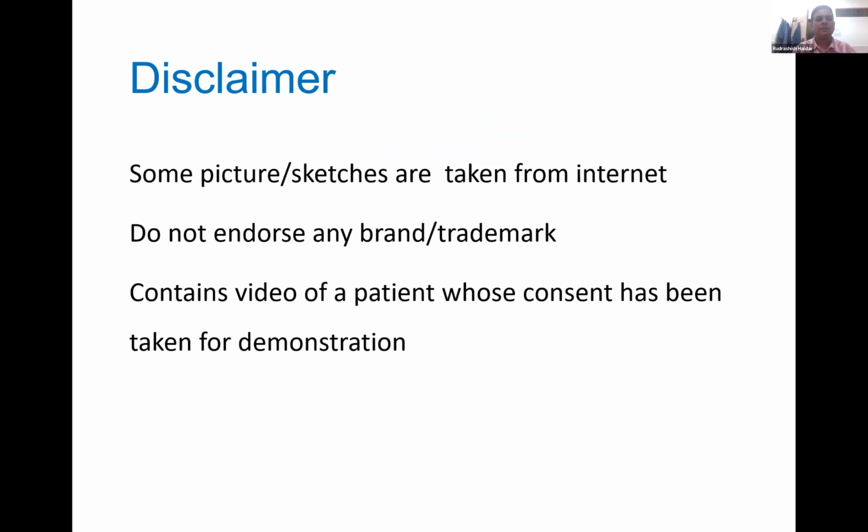There are some pictures or sketches which are taken from the internet, and I do not endorse any brand or trademark. It contains a video of a patient whose consent has been taken for demonstration.